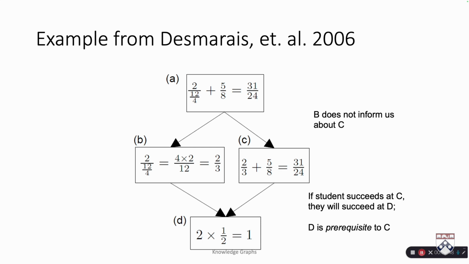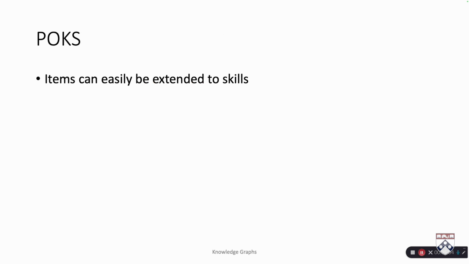Remember that probabilistically, we can add more items to this or more skills to it and figure out how well they predict students' data or student performance, and then expand upon the graph and even clean it further. So POGs, partial order knowledge structures, can also be extended to skills. All right. So now we know partially about how POGs works.